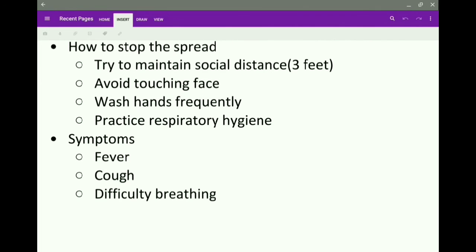So the symptoms are fever, cough, difficulty breathing. So regular respiratory symptoms. It's nothing outside the box. I think that's what makes it hard, because it gets confused with the flu sometimes. But if you're having these symptoms, then you probably need to see your doctor for help.